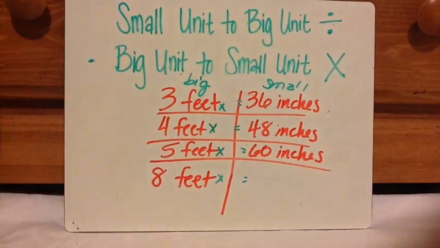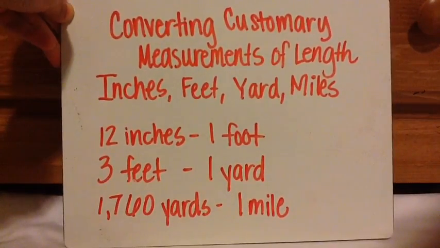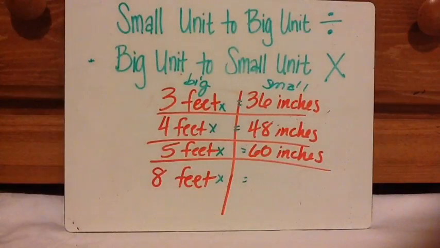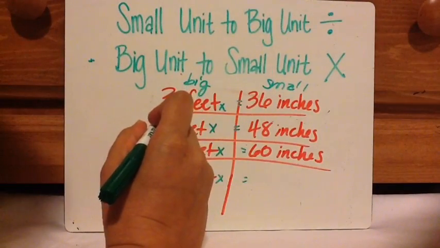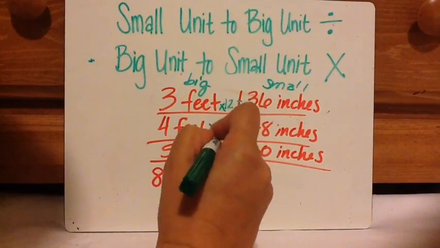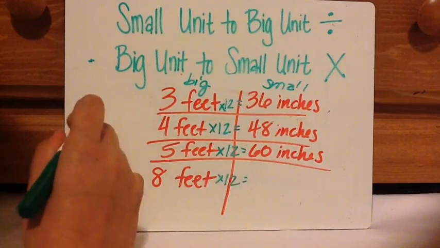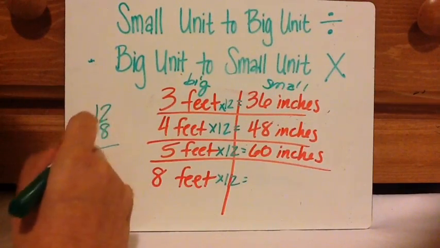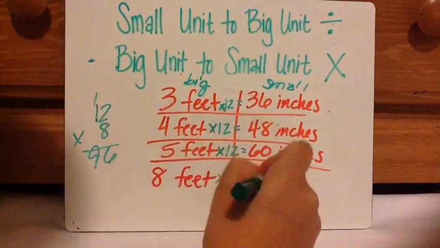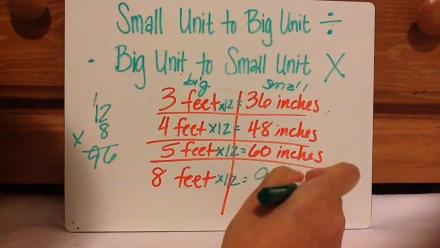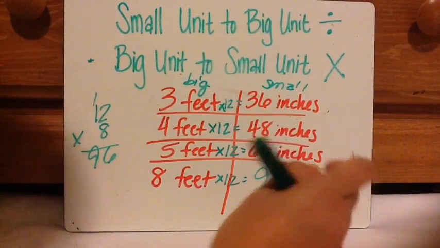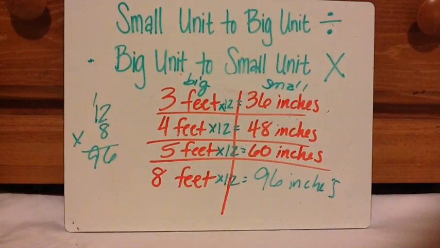So if you look at your mathematics chart, 1 foot is 12 inches. So I'm going to times each foot by 12. And then there you have that. So then when you do 12 times 8, you get 96 inches. So very, very easy. I actually like the TEKs this way, where they have a table set up for you.